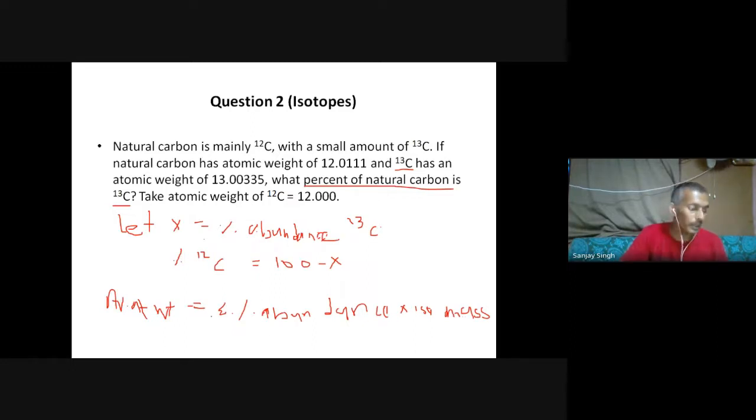So what is the atomic weight given? Can you find where the atomic weight is? This is the atomic weight of natural carbon, and that's 12.011. So write it out here, 12.011. And what is the isotopic mass of your carbon 13? You get it from here: 13.00335. So that's your 13.